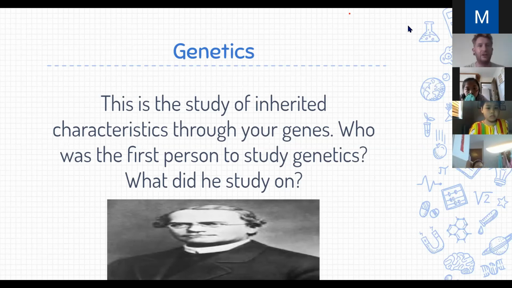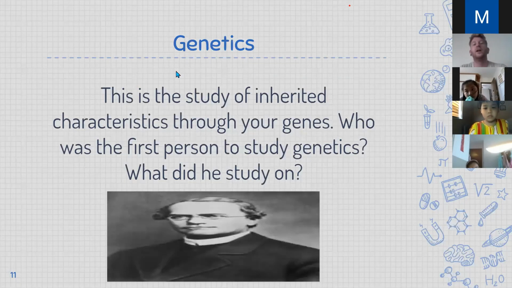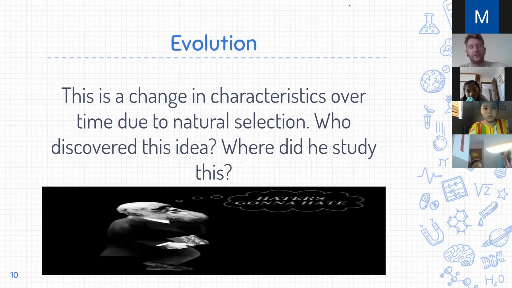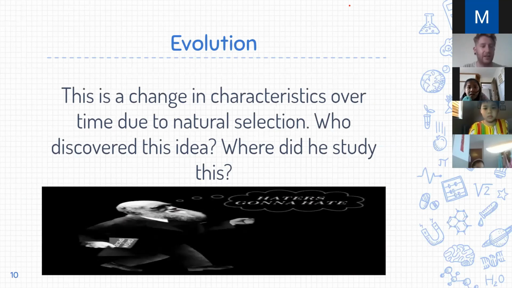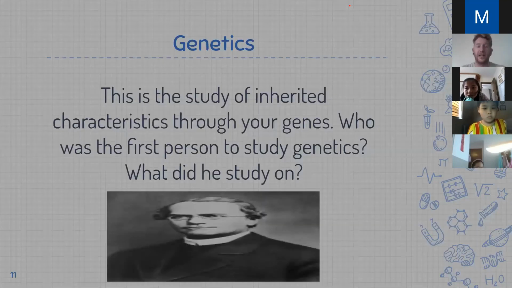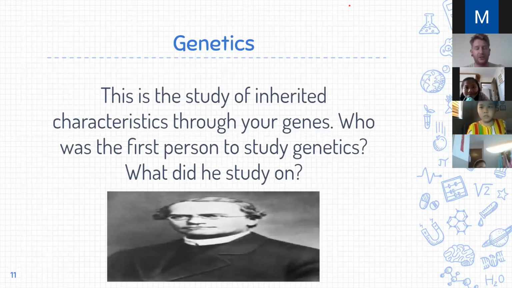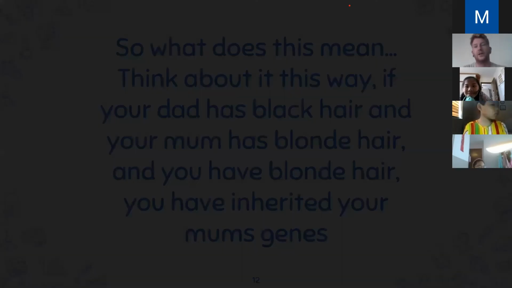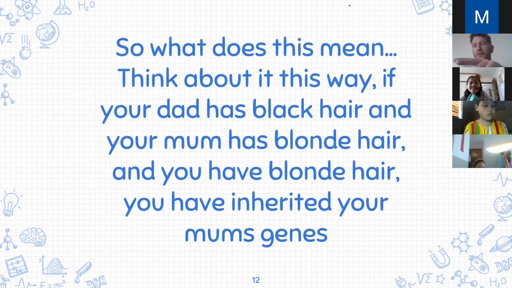So when we look at evolution and genetics, we look at the idea of the changing characteristics due to natural selection. So animals are going to change how they look because over time, fast animals will survive, slow animals will die. Genetics is the passing of those genes to make sure that that change happens. So if you were to think about it this way, if your dad has black hair and your mom has blonde hair and you have blonde hair, you have inherited your mom's genes. So you've got those genes from your mom.